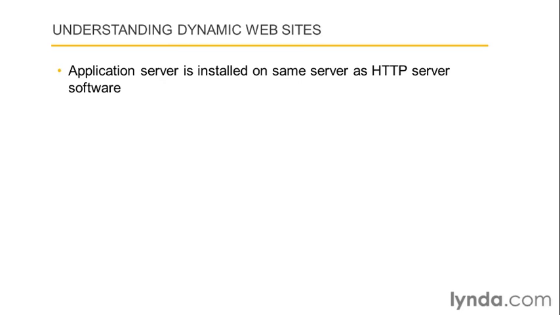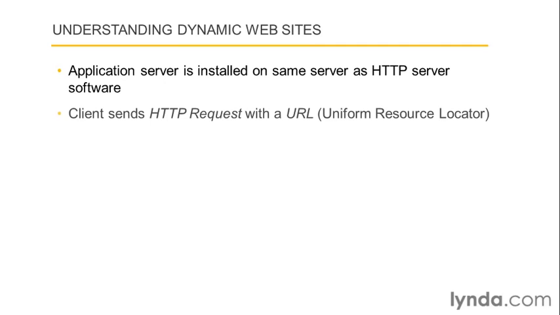The application server software, such as PHP, ColdFusion, or ASP, is installed on the same physical computer typically as the HTTP server software. The client, that is the web browser, once again sends an HTTP request, formatted as a URL. The client doesn't know that there's an application server involved. The request looks exactly the same to the web browser, regardless of whether the website is dynamic or static.